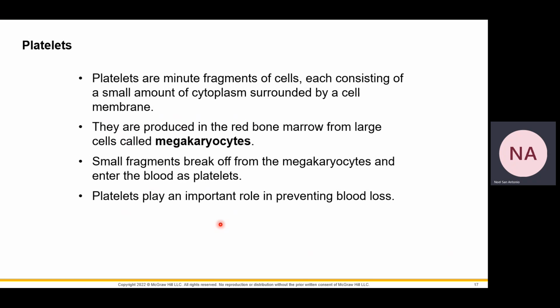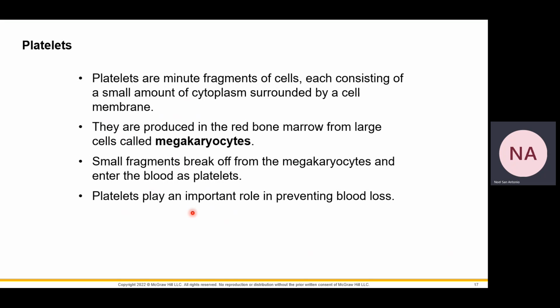Now, the last cell, or rather formed element, in our blood are the platelets. And as I have said earlier, platelets are no longer cells, but they are minute fragments of our megakaryocytes, each consisting of small amount of cytoplasm surrounded by the cell membrane. Again, they are derived from the megakaryocytes. These small fragments break off from the megakaryocytes and enter the blood as our platelets.